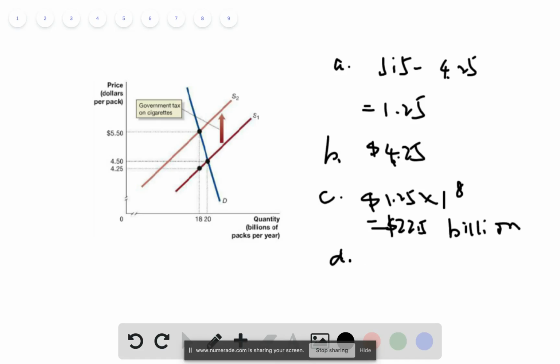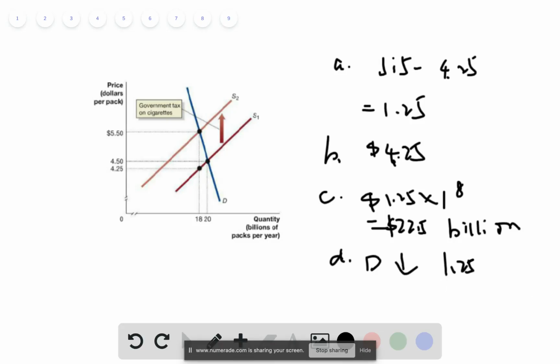And for part D, how would the graph be different if the tax were collected from the buyer of the cigarettes? Okay, so instead of the supply curve shifting up by this 1.25, the demand curve shifts down by 1.25. So if the government would like to charge the tax to the consumer, then it's not an upward shift of the supply curve, now it's a downshift. The demand curve will shift down by 1.25. So the logic is exactly the same.